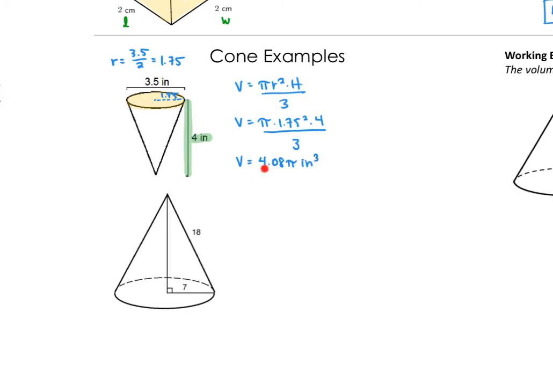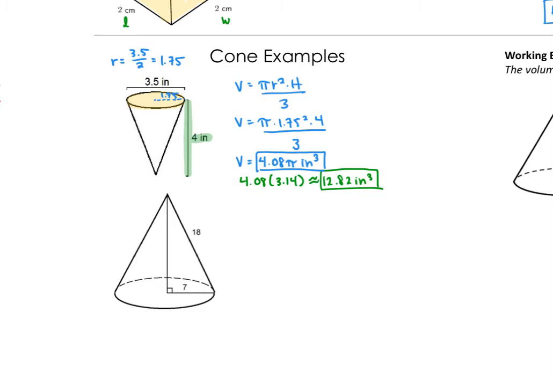Where we get the 4.08 is we do 1.75 squared times 4 divided by 3. You get 4.08 pi. Then to get my approximate answer, I just do 4.08 times 3.14, which you should get about 12.82 inches cubed. So anytime you're dealing with a problem involving pi, I do want your answer both in terms of pi and your approximate answer. All right, so let's look at the second example.